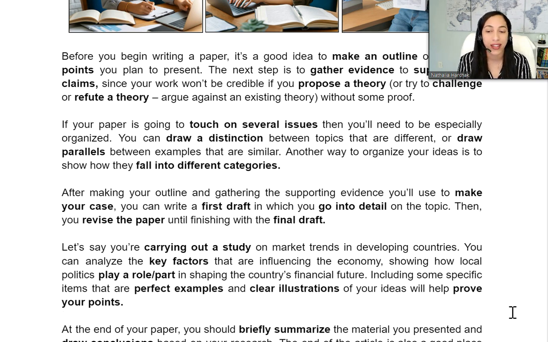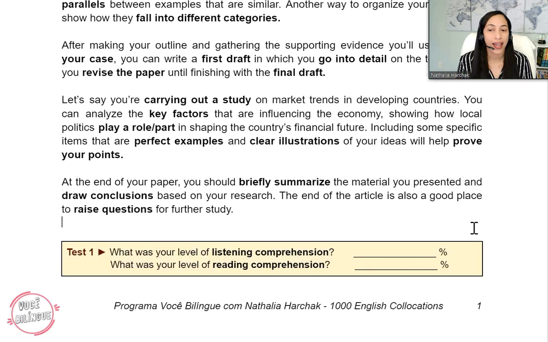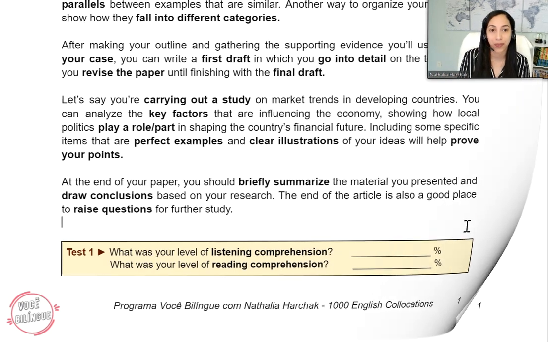You can analyze the key factors that are influencing the economy, showing how local politics play a role or part in shaping the country's financial future. Including some specific items that are perfect examples and clear illustrations of your ideas will help prove your points. At the end of your paper, you should briefly summarize the material you presented and draw conclusions based on your research. The end of the article is also a good place to raise questions for further study.